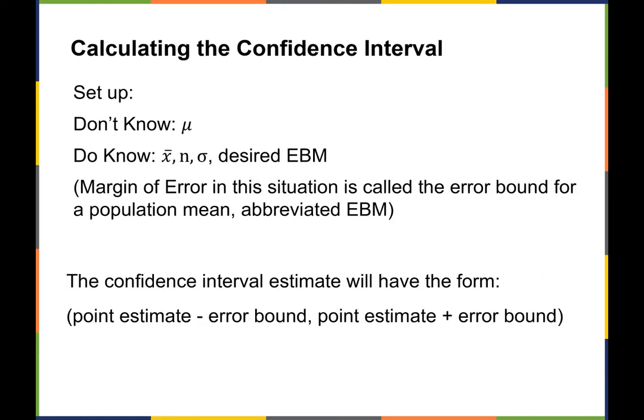So how do we calculate confidence intervals? Well, let's talk about the setup. What we don't know is the population mean. What we do know is the sample mean, the number of items in the sample, the population standard deviation, and the desired EBM. EBM stands for error bound for population mean. Sometimes it's also referred to as margin of error. That's a more general term. We'll abbreviate it EBM. And when we have a confidence interval, it will have the form of our point estimate, so our X bar minus our error bound, comma, our point estimate plus our error bound.